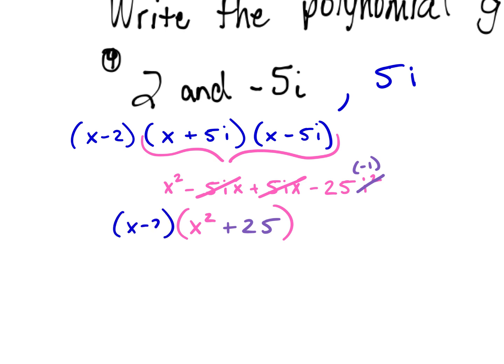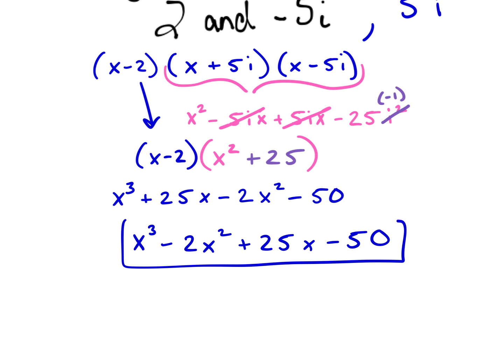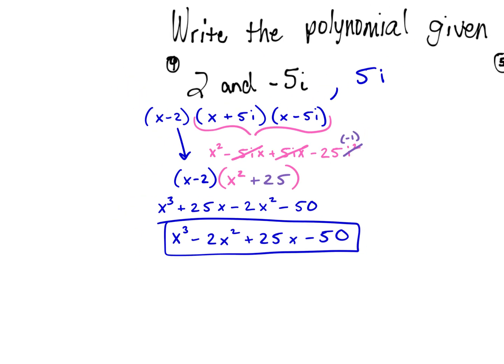Now here, we want to multiply the x minus 2 to it. So we still have that third one that we got to multiply to it. So we just FOIL. What's x times x squared? x to the third, x times 25 is 25x, minus 2x squared, minus 50. Last step, let's just put it in standard form. So x to the third power minus 2x squared plus 25x minus 50. Any questions here?